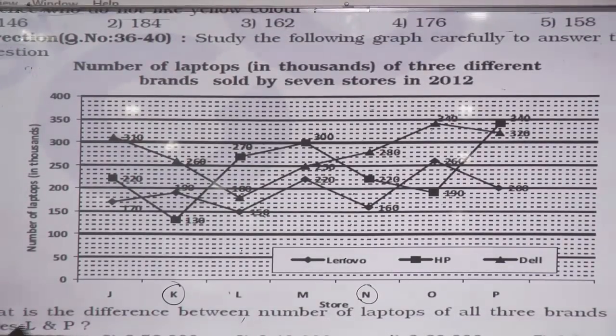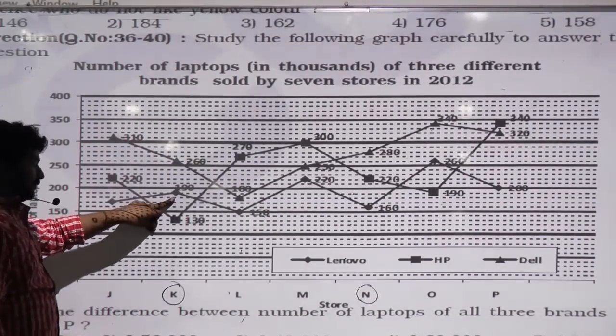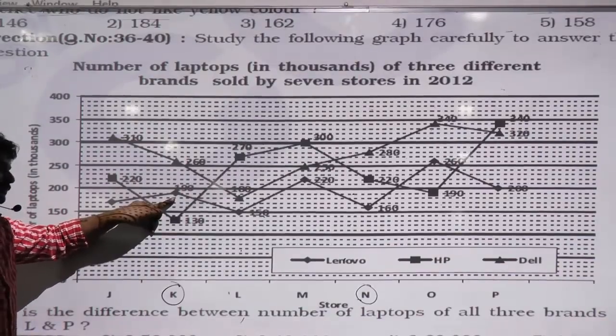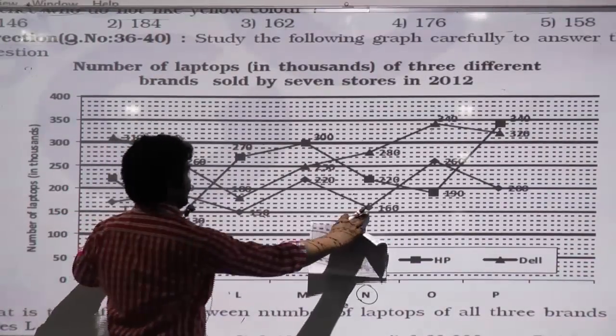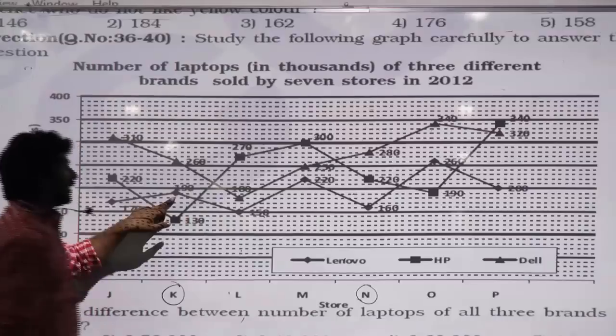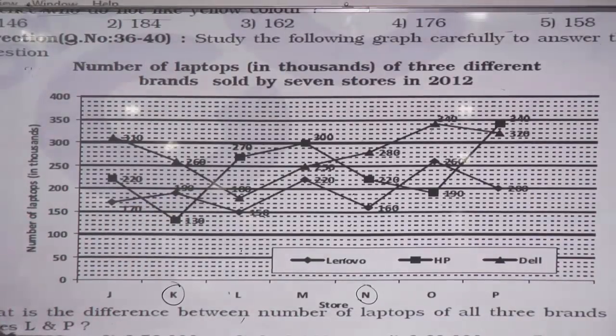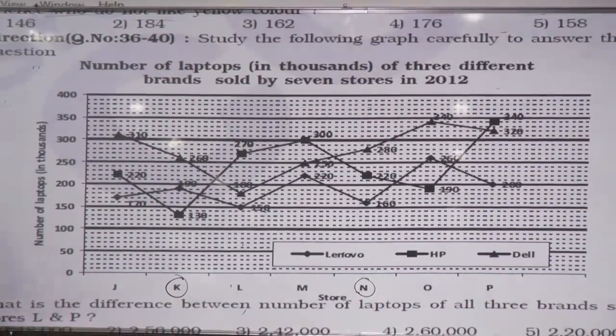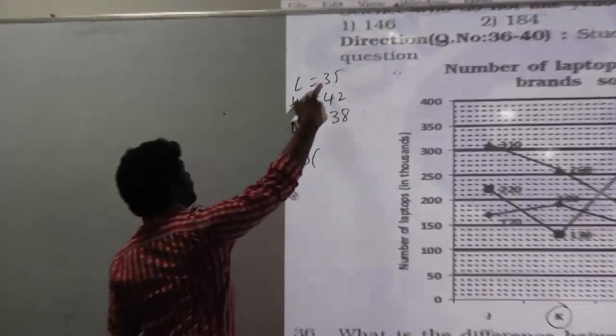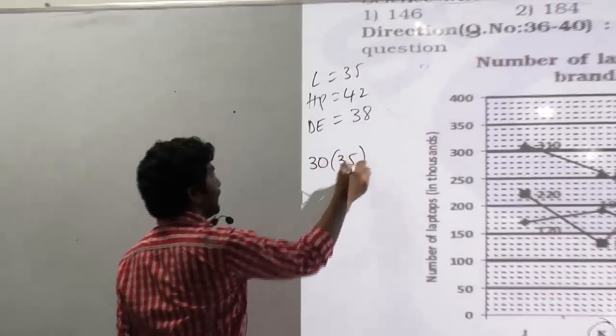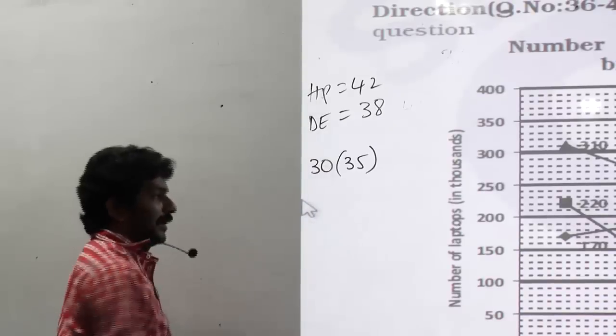Lenovo laptops. How many are there for K? 190. And for N? 160. For K we have 30 more. 30 more. And these are all Lenovo laptops which cost 35. This is over. Now HP.